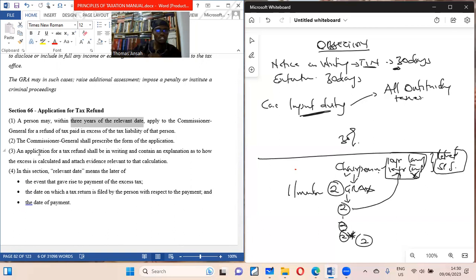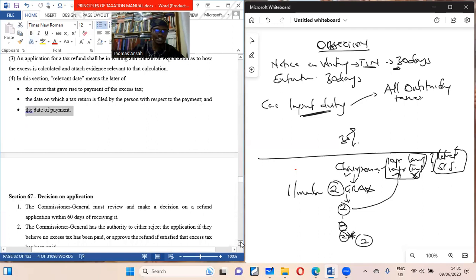Now, in trying to determine the relevant date, it says in this section, relevant date means the event that gave rise to the payment of the excess, all right, that date the event happened, okay, that date. So when we say 3 years of the relevant date, it's 3 years of either the date the event happened or, see, the word is the later of, all right? The date on which the tax return is filed by that person in respect of the tax payment, all right? So it's the later of the date of the event, or the date the person actually filed the return in respect of the payment, or the date he actually made the payment, all right? Date of payment. So the later of these three, all right?